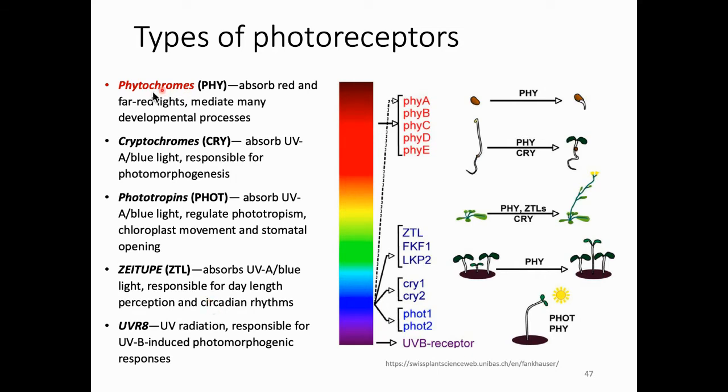So we have talked about phytochrome, cryptochrome, phototropin, and cytlope. The last one is UVR8, which is the photoreceptor that perceives UV radiation, specifically UVB. It induces photomorphogenic responses. Actually, in here they don't have it right here, but as I talk about five photoreceptors in this lecture, from now I will focus only on phytochrome.